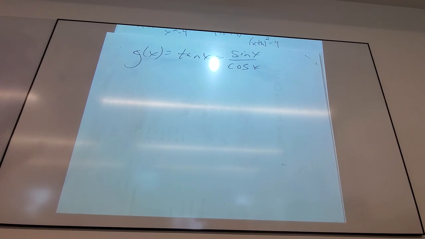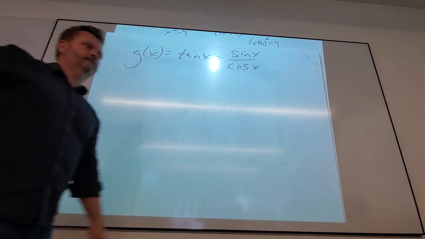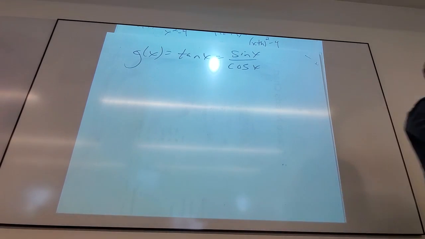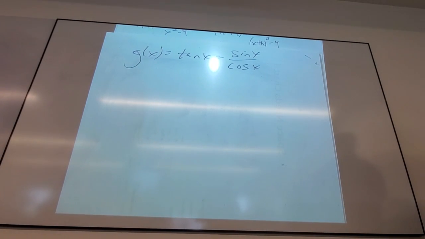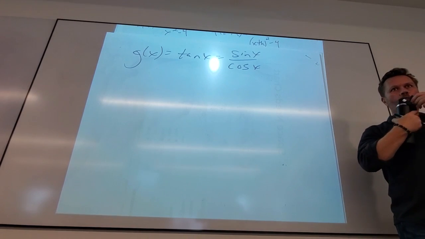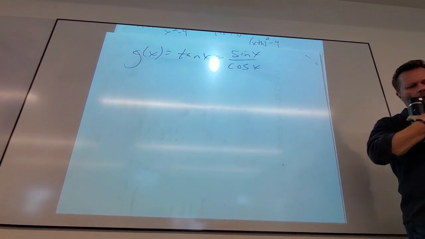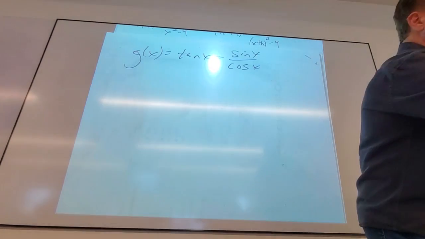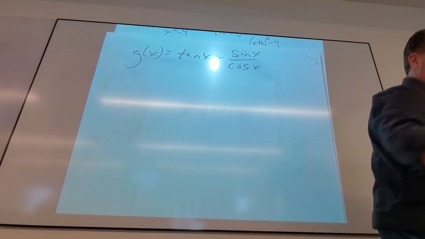So how do I set up this guy's derivative? Take a minute, try to figure it out. Sine x over cosine x, so use the quotient rule. Do it yourself. Don't say anything. You got it.